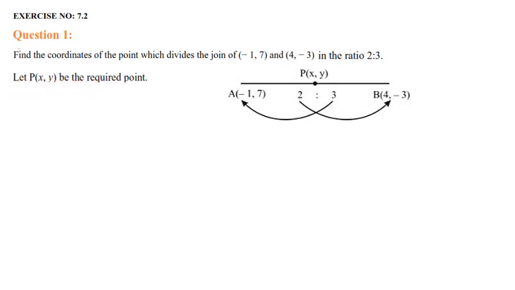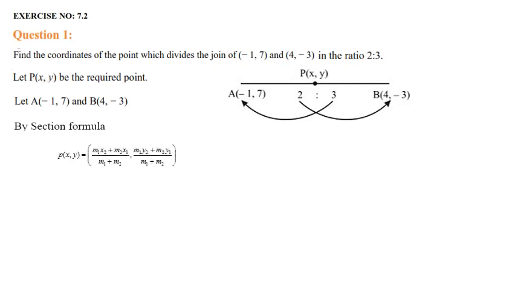Let P(x, y) be the required point, and we have to assign A (-1, 7) and B (4, -3). Then it is a direct question and we have to calculate the coordinates x and y. We have to use the section formula. Section formula says P(x, y): the x coordinate is (m1 x2 + m2 x1) divided by (m1 + m2), and the y coordinate is (m1 y2 + m2 y1) divided by (m1 + m2). So we need m1, m2, x1, y1, x2, y2. Let's sort it out.